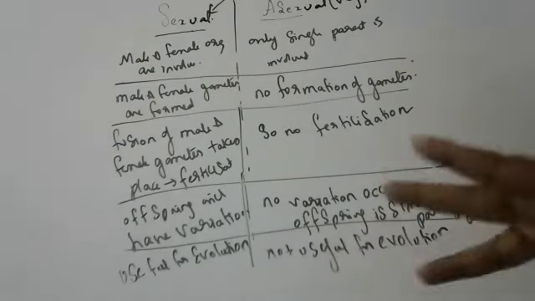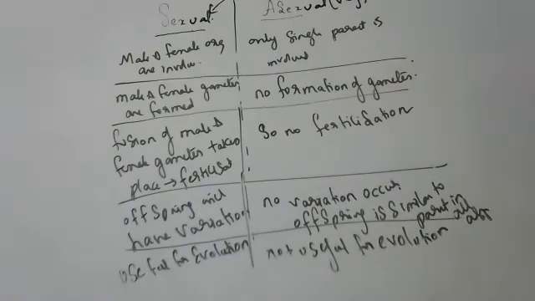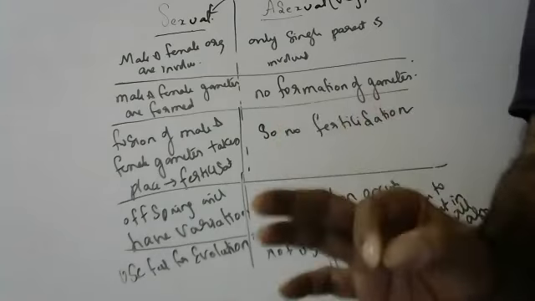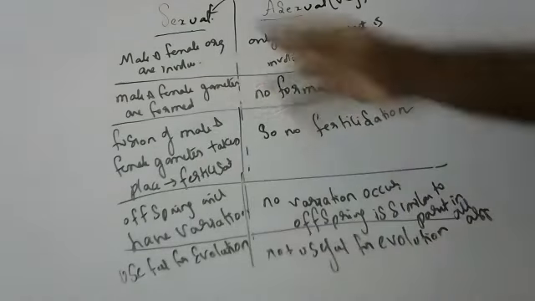Okay, children? Three definitions I told. Fertilization: fusion of male and female gametes. Variation: slight difference between parents and offspring. Evolution: gradual development of simple living organisms to complex living organisms is called evolution. I hope everyone has understood.